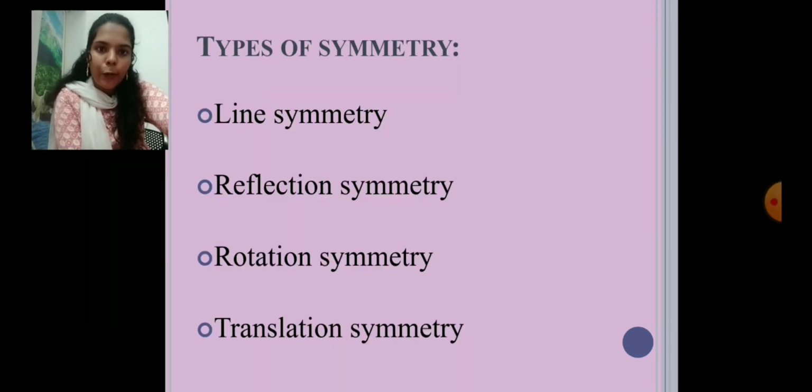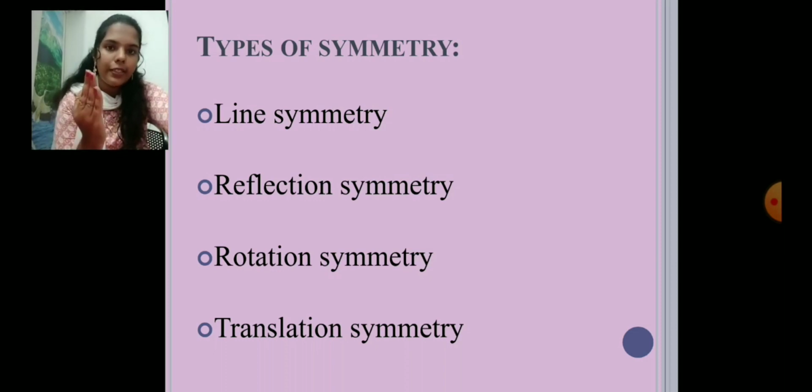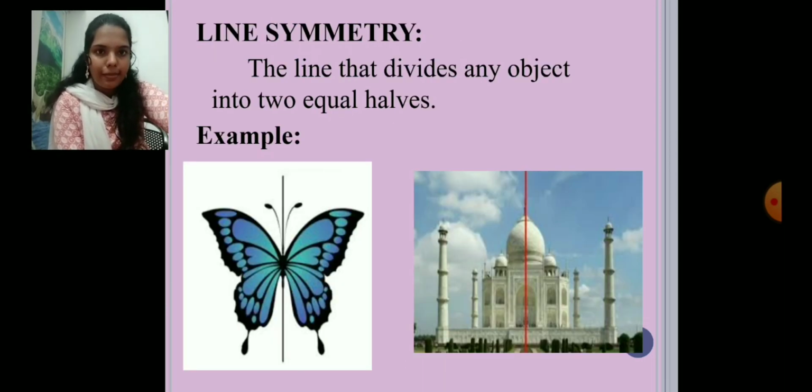The types are line symmetry, reflection symmetry, rotation symmetry and translation symmetry. I am repeating again: line symmetry, reflection symmetry, rotation symmetry, translation symmetry. Now we can see one by one. First one is line symmetry.